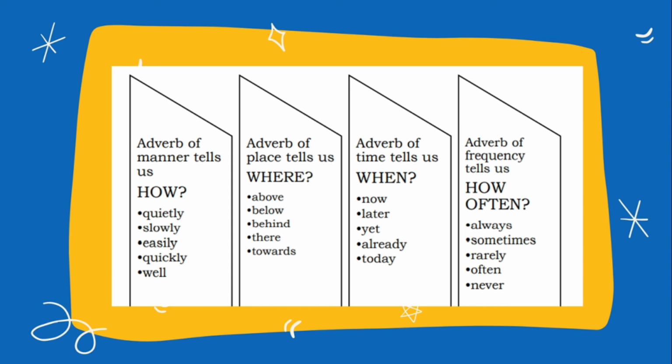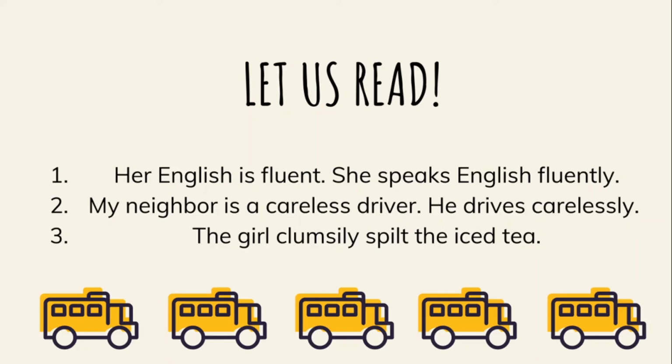Then we have adverb of time, which tells us when the action happens. We have now, later, yet, already, and today. Lastly, we have adverb of frequency, which tells us how often. Is it always, sometimes, rarely, often, and never? So let us read the following sentences. Her English is fluent. She speaks English fluently.